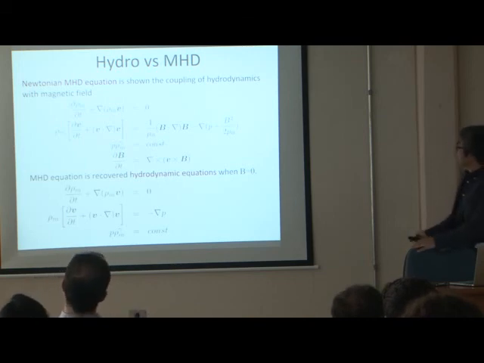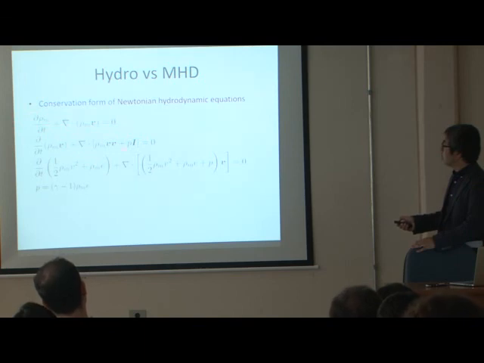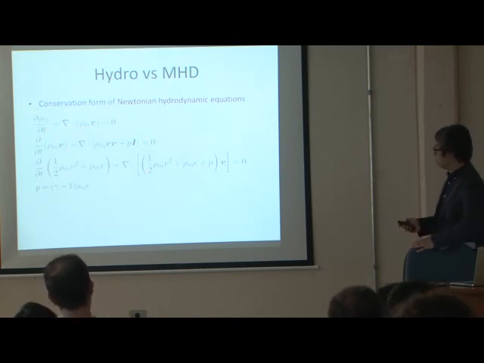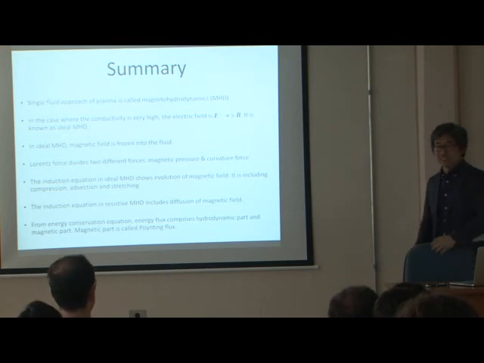For everybody, this is the conserved form for the hydrodynamic case. We just drop the magnetic field. We can see the mass conservation, momentum conservation, energy conservation, and equation of state. This is a familiar equation. So it's a little bit early, but this is a summary of today's part.